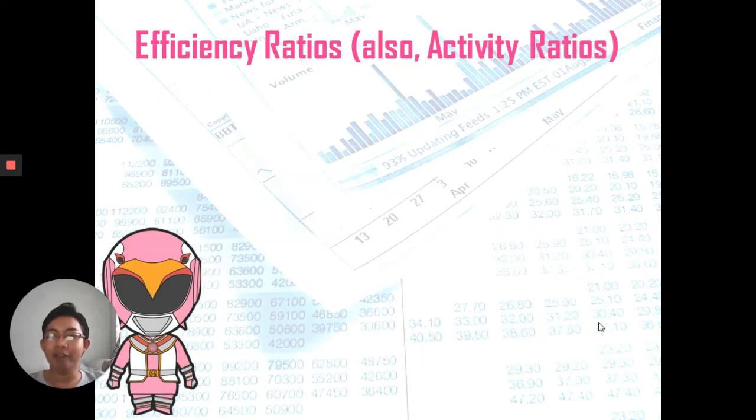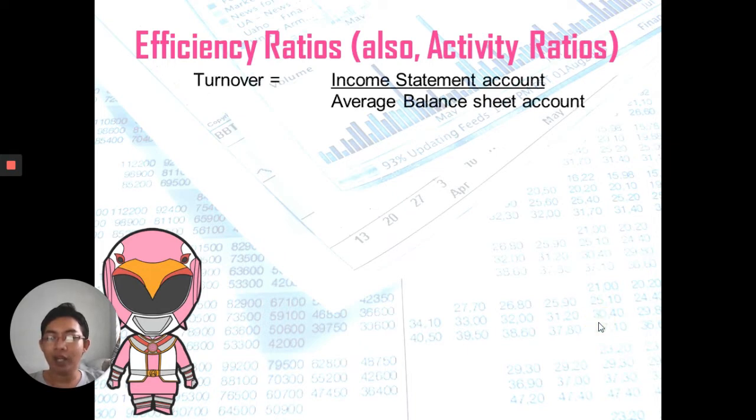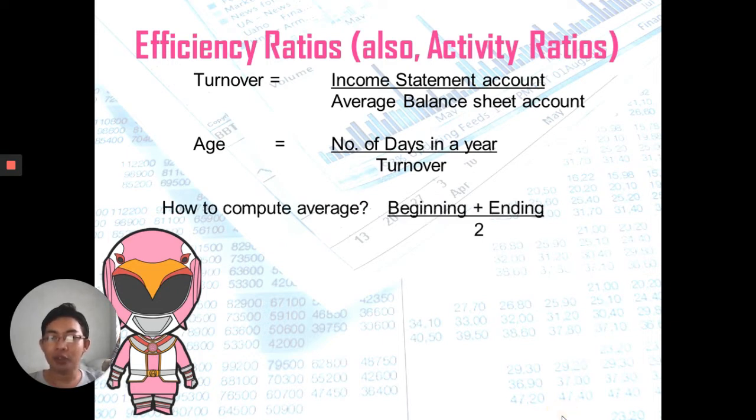Next, we have your pink ranger: the efficiency ratios, also known as activity ratios. Here, we have two general formulas: the turnover and the age. These two are siblings; when you solve a problem, they go hand in hand. When we say turnover, the general formula is the income statement account in the numerator divided by the average balance sheet account in the denominator. On the other hand, for age, the formula is the number of days in a year in the numerator divided by turnover in the denominator. Now, let us proceed with the rules for computing your average.